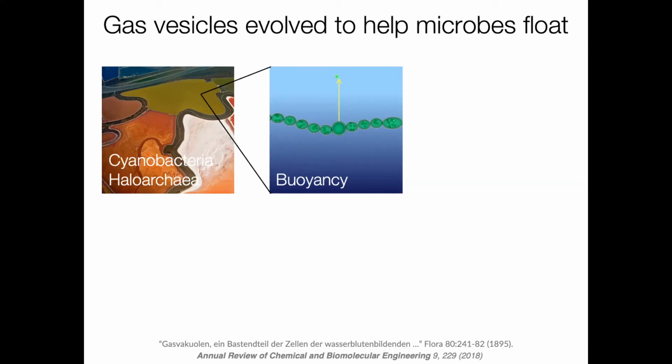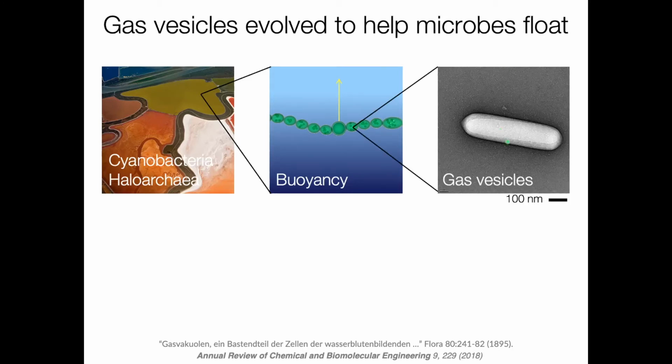I mean, normally cells sink, right? They're a little bit denser than water, but here, what they evolved to be able to become buoyant are these really beautiful intracellular self-assembled protein nanostructures called gas vesicles. Okay, intracellular self-assembled protein nanostructures.